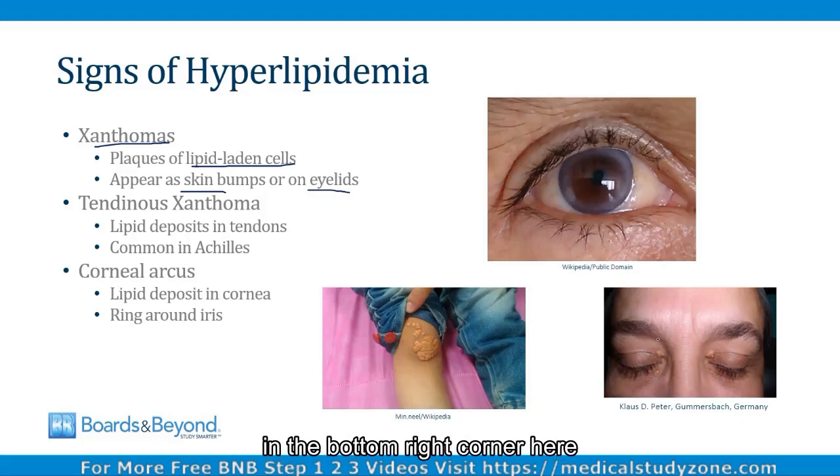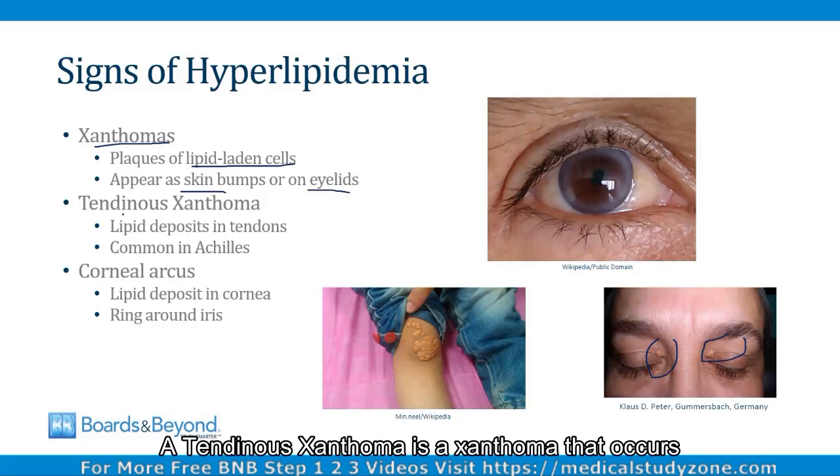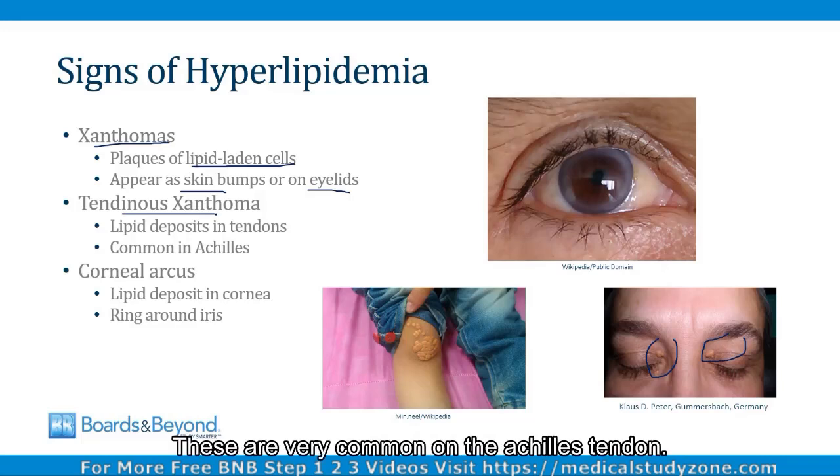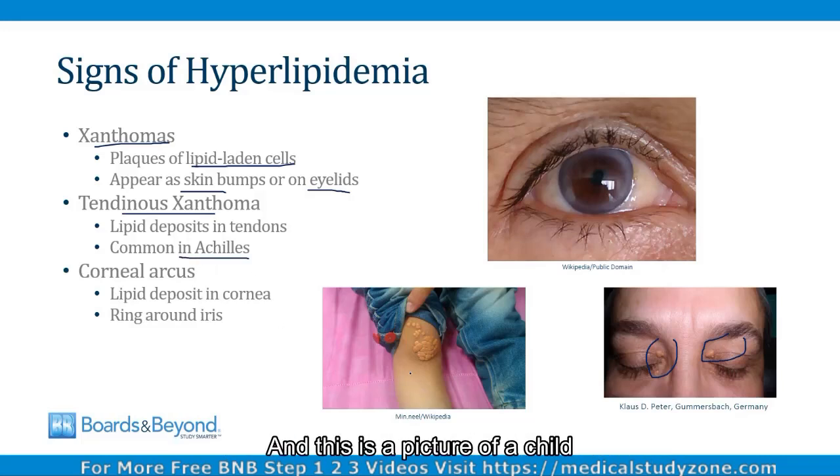In the bottom right corner here is a picture of someone who has some xanthomas on their eyelids. A tendinous xanthoma is a xanthoma that occurs on the tendons. These are very common on the Achilles tendon. And this is a picture of a child who has a tendinous xanthoma here.